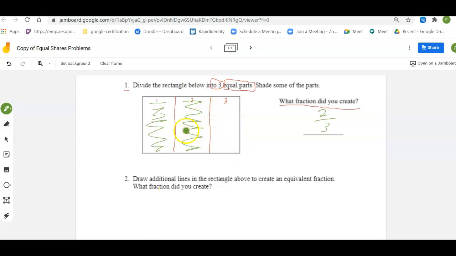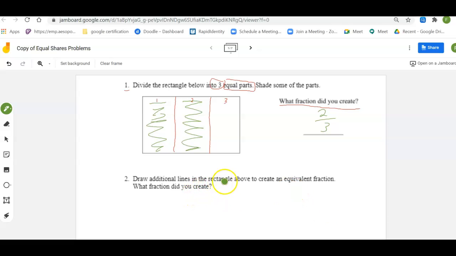So you could have chosen a different number. If you shaded in 1 part, it would be 1/3. If you shaded in 3 parts, you could put 3/3 or 1, or just 1 whole is what it would be. Number 2, draw additional lines in the rectangle above to create an equivalent fraction.